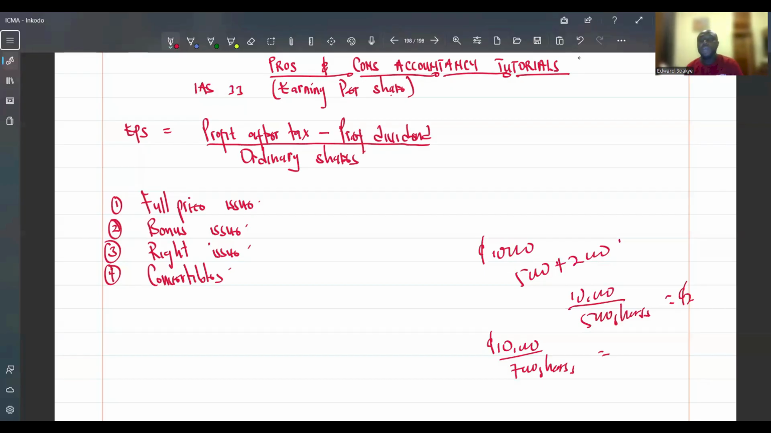So when we talk about dilution, or diluted earnings per share, it is basically about convertibles and what we call warrants or share options.